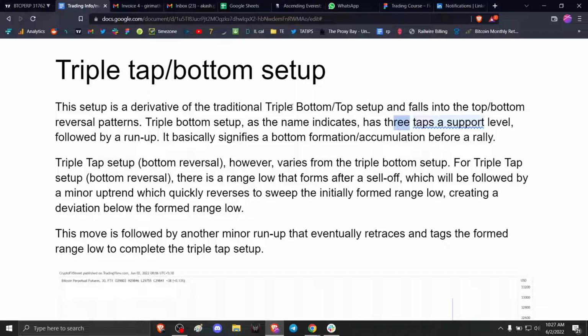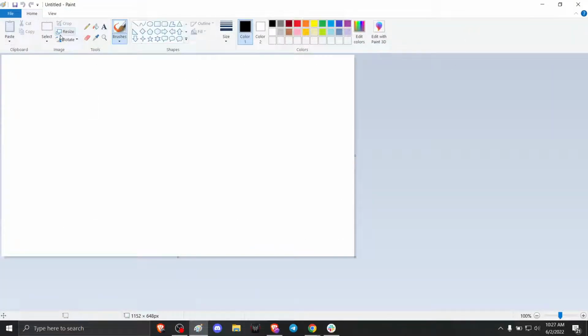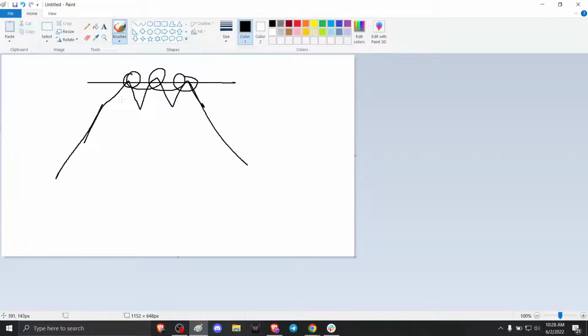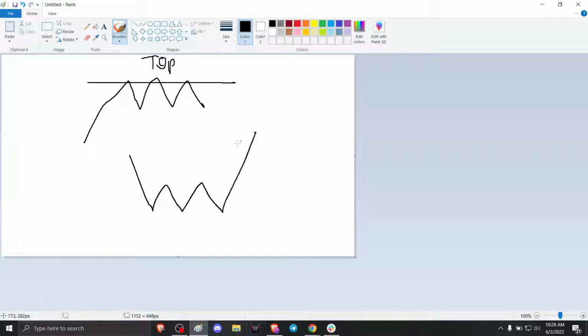Again, if there's a triple top setup, the price rallies first, and let me just quickly give you an outline. A triple top setup usually has this boom, boom, boom. You have a resistance level, you tag it thrice, and then you go down later. So this basically signifies a top reversal. The exact opposite of that is a triple bottom setup, which is a bottom reversal pattern.